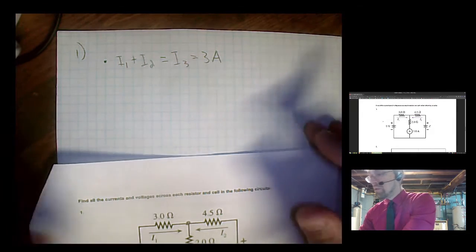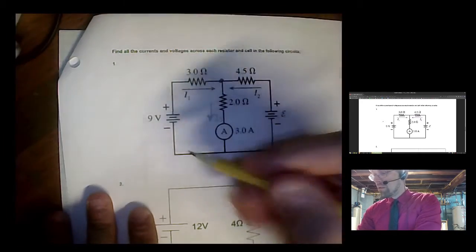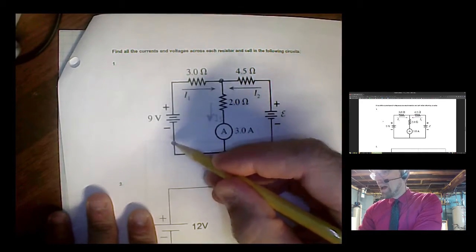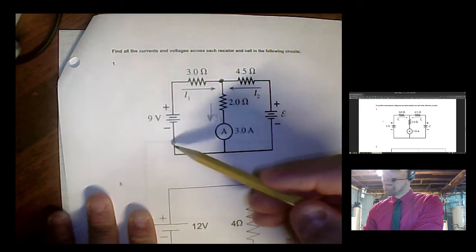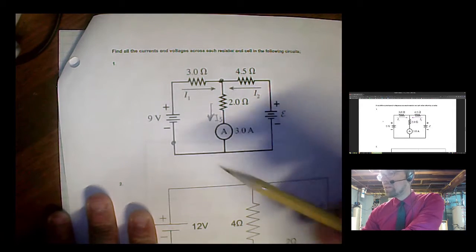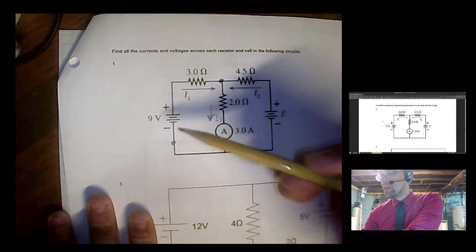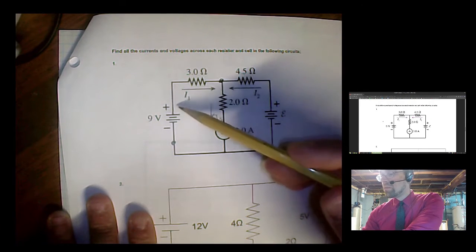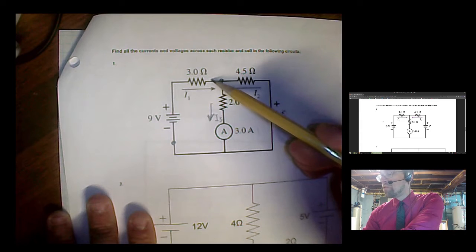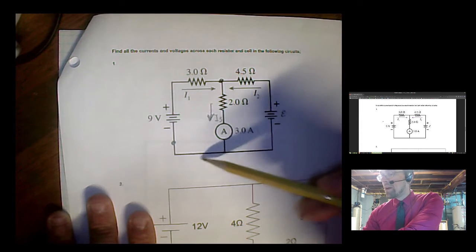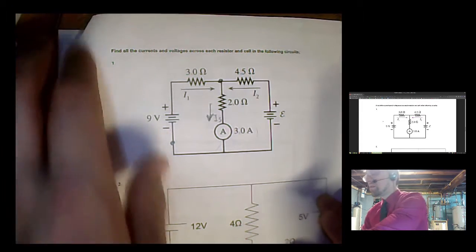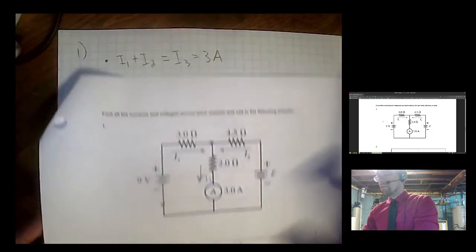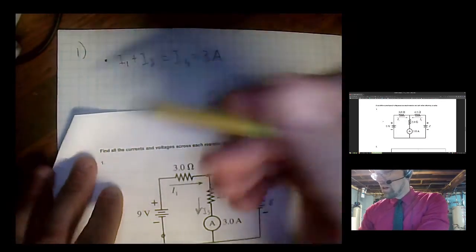Let's do a loop. I'm going to start my loop right here. I like starting right behind a battery, because as I cross the battery that way, that'll kick us up 9 volts. I'm going with the assumed direction of current, so the resistors would be a voltage drop. That's going to be my first loop right there. So let's go ahead and do that loop.